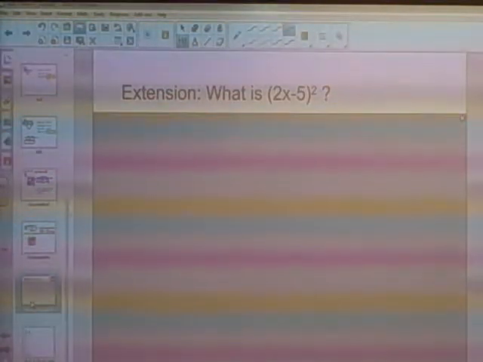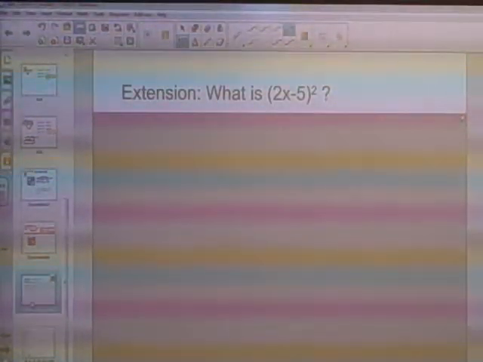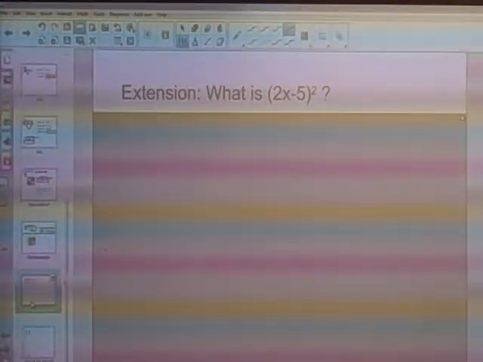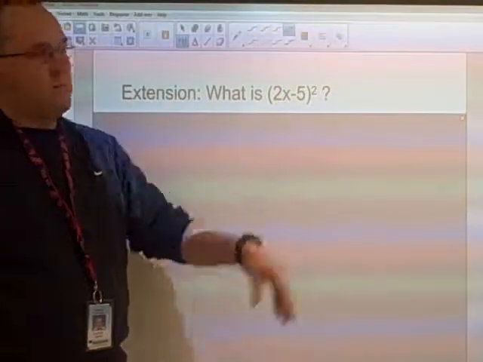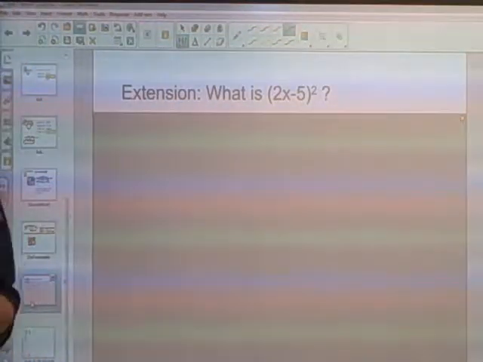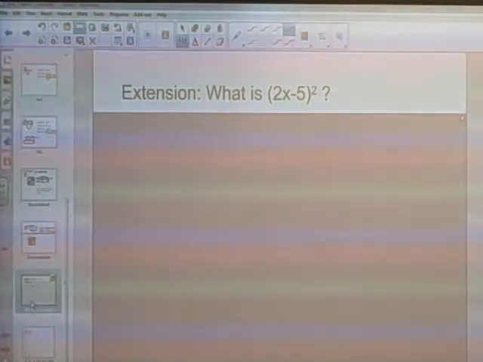Now, as an extension question, I threw this in right at the end of class. What is 2x minus 5 squared? Now, what a lot of people want to do is they just want to distribute the squared. They want to say it's 2x squared minus 25 or plus 25 if they realize that negative 5 times negative 5 is 25. And actually it's neither of those two things.